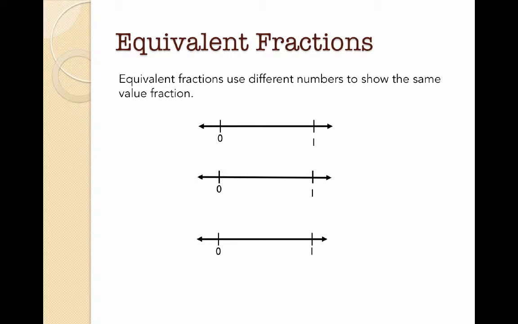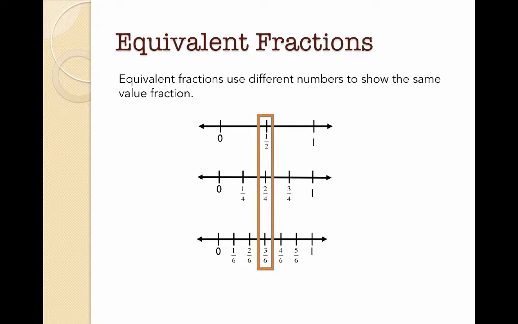Let's take three number lines here, all from 0 to 1, and divide them up into halves, quarters, and sixths. If we look halfway between the 0 and the 1, we'll notice three fractions here that have the same value: 1/2, 2/4, and 3/6. These are equivalent fractions.